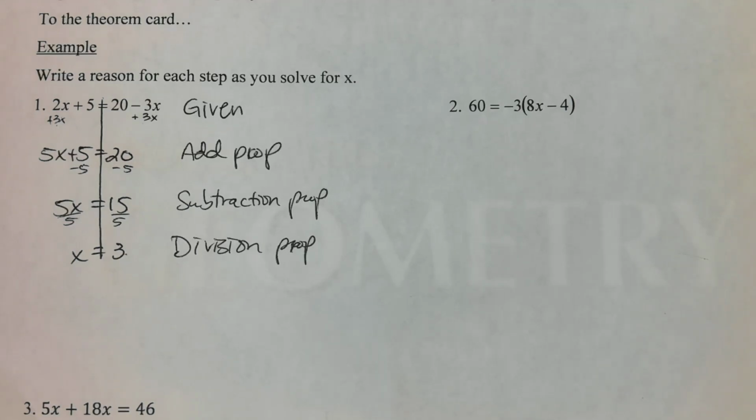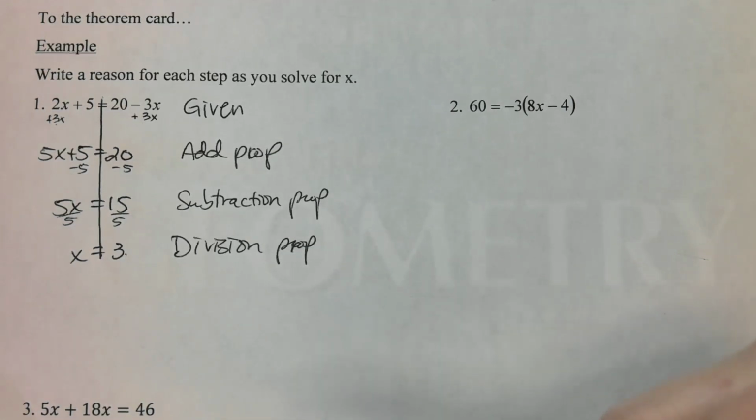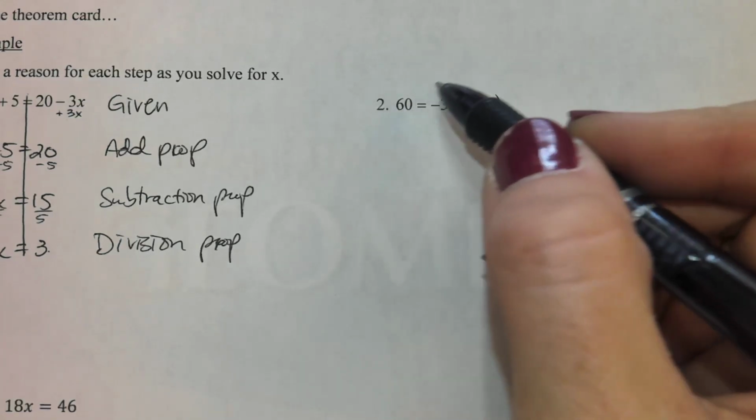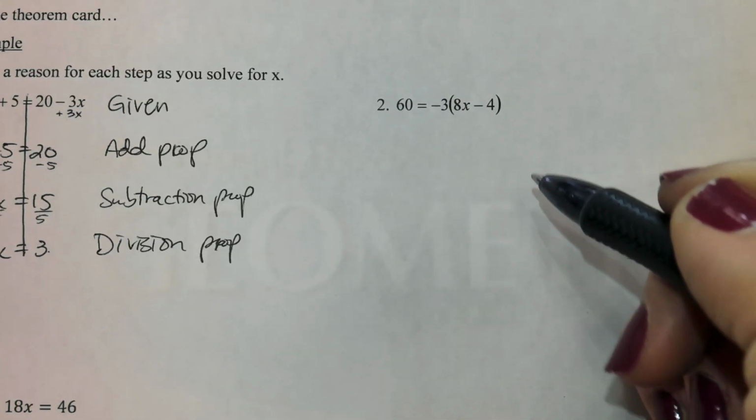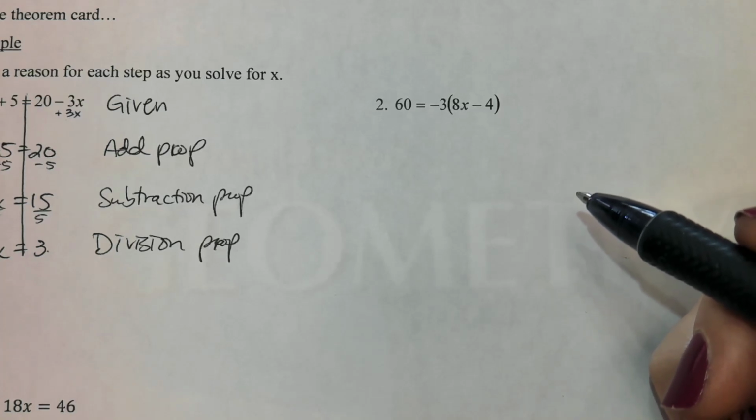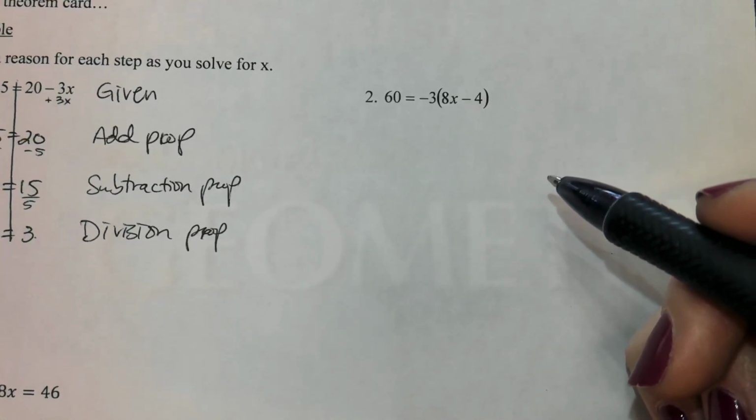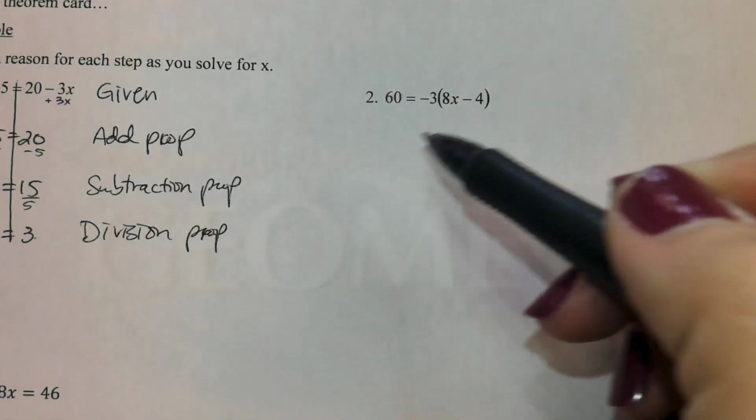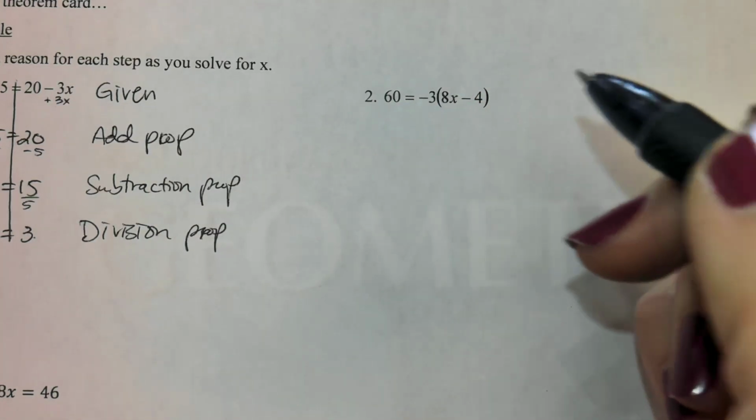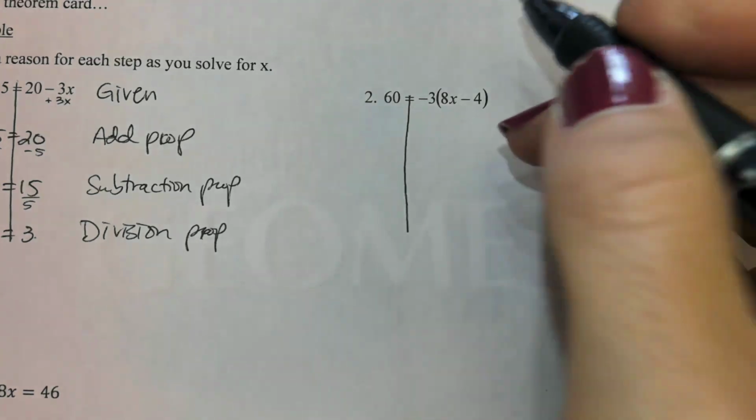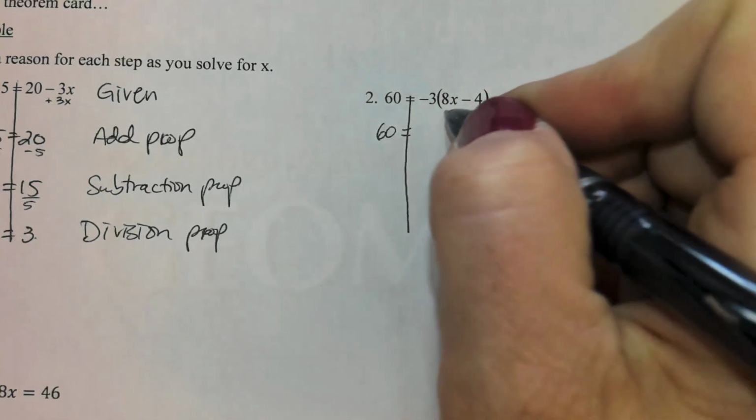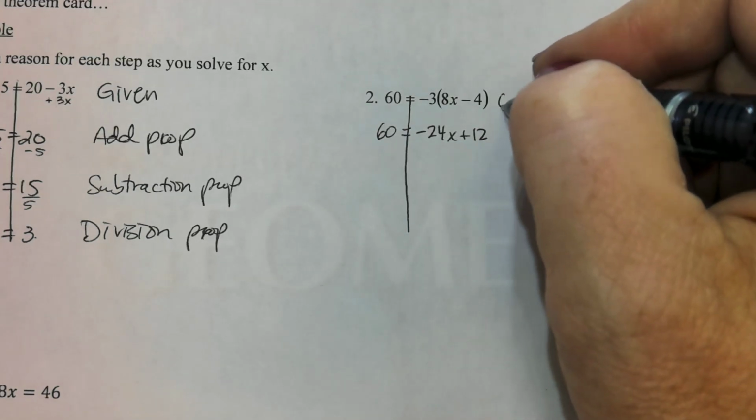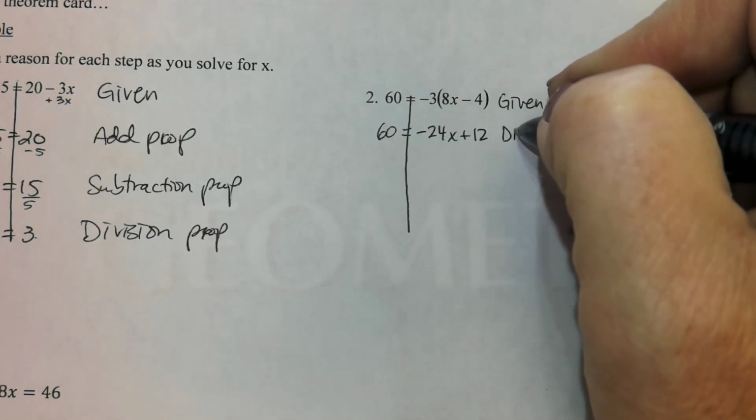So the solving is the same as it's always been. The steps that we'll use, the only difference is we're going to start adding what we did each time for a justification. Next one, I've got 60 equals -3, and then this quantity in parentheses. I'm going to show you two different ways to do this problem, and then depending on which way you did, you might have slightly different reasons. So your steps might be different, but your answer will be the same. So I'm going to fence this. Most students will probably distribute, so -24x plus 12. And so this one would be given, this one would be distribute.